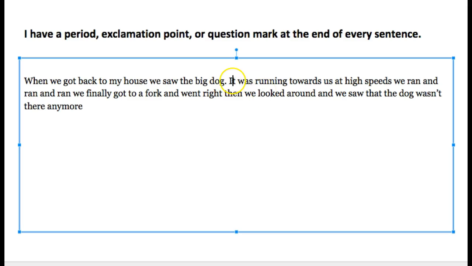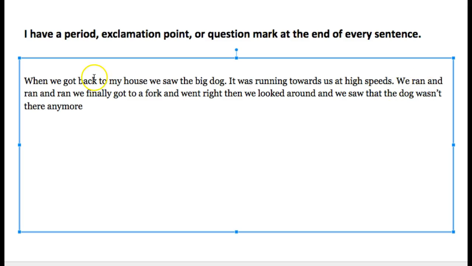So one idea is that the dog was running towards them at high speeds. And then the other idea is that they began to run and run and run. So we're going to separate those two ideas by putting a period after speeds, going back in, capitalizing the W. We ran and ran and ran. We finally got to a fork and went right. Then we looked around and we saw that the dog wasn't there anymore.